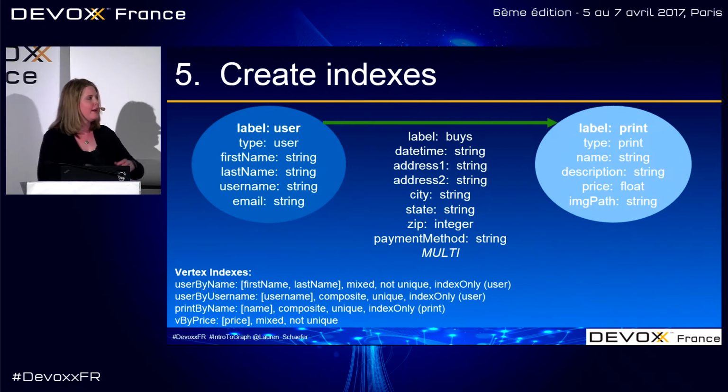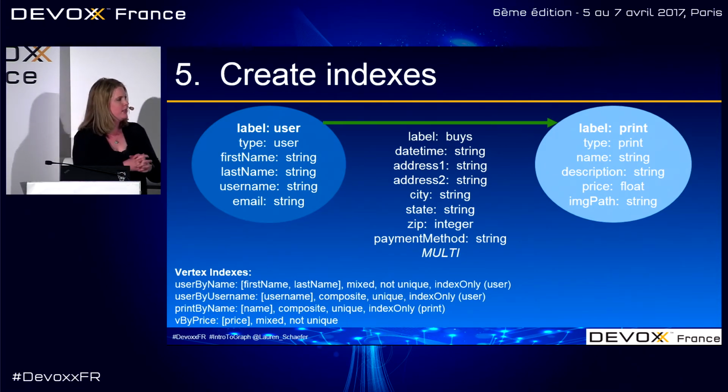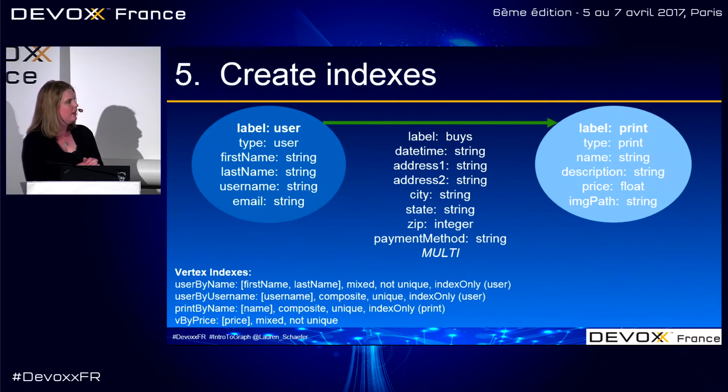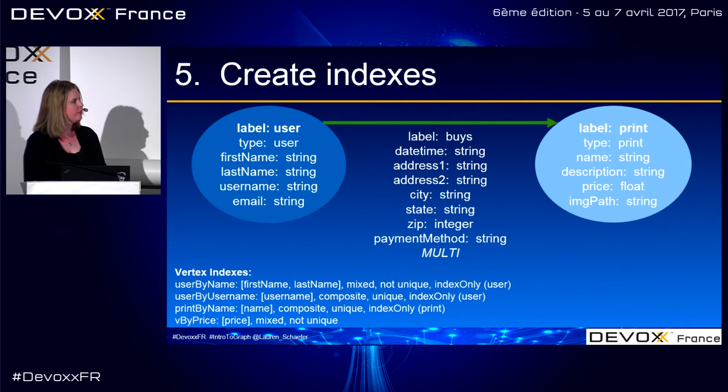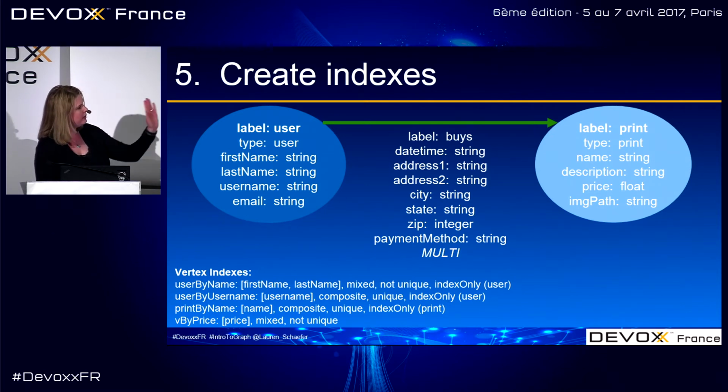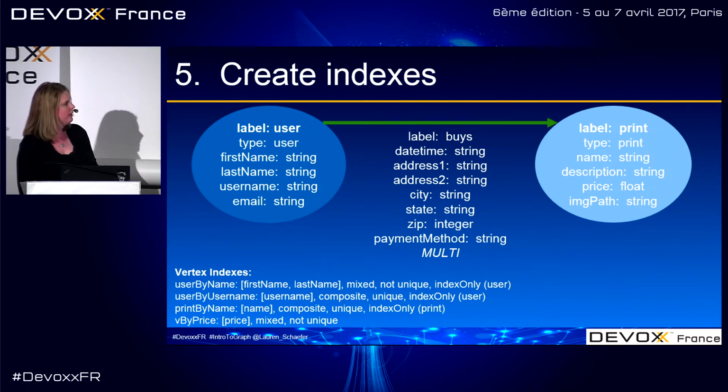All right, so the last step for our schema diagram is to set up our vertex indexes. So I could also set up edge indexes, but I only needed vertex indexes here. An index allows you to search on your graph. It defines your searches. So I've created 4 here: user by name, user by username, print by name, and vertex by price. So I went ahead and set different things about each index. I'm going to go through those quickly.